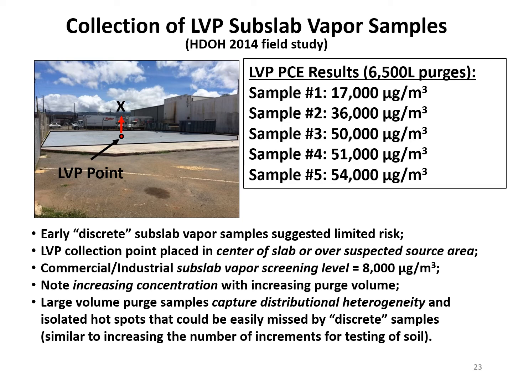You can see the increase in concentration as we increase the purge volume. This is the concentration in each one of those 5 samples. And the mean concentration of the purged vapors overall was continually increasing the more vapors we purged. It started to level off at around 40,000 or so micrograms per cubic meter. This is the way we should be collecting subslab vapor samples to assess vapor intrusion risk.